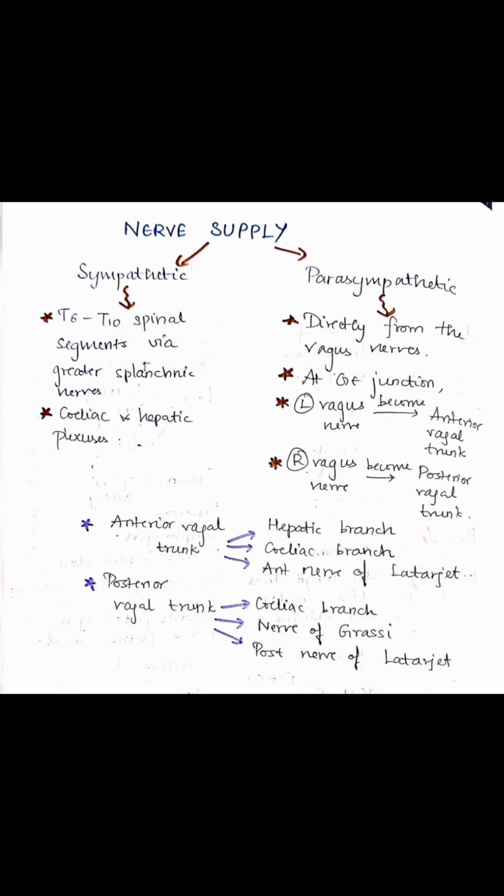At the gastroesophageal junction, the left vagus nerve becomes the anterior vagal trunk and the right vagus nerve becomes the posterior vagal trunk. The anterior vagal trunk has a hepatic branch, celiac branch and the anterior nerve of Latarjet, while the posterior vagal trunk has a celiac branch, the nerve of Grassi and the posterior nerve of Latarjet.